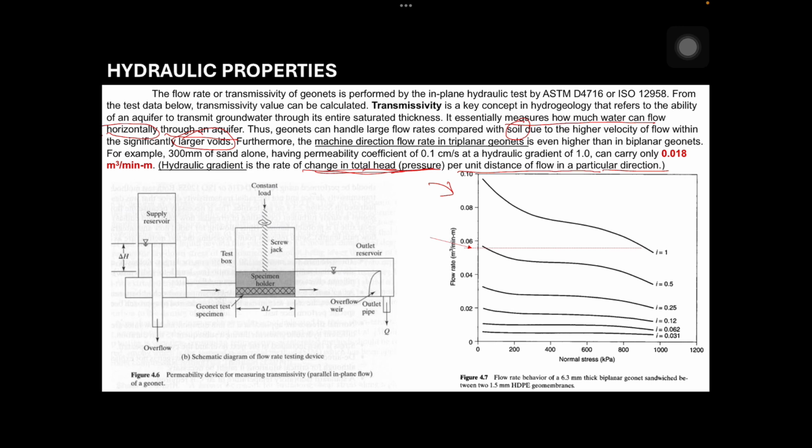So, transmissivity is the measure of how much water can flow horizontally. That's why in this transmissivity test, you'll see that the flow of our water is horizontal. Because that's how we drain water, right?